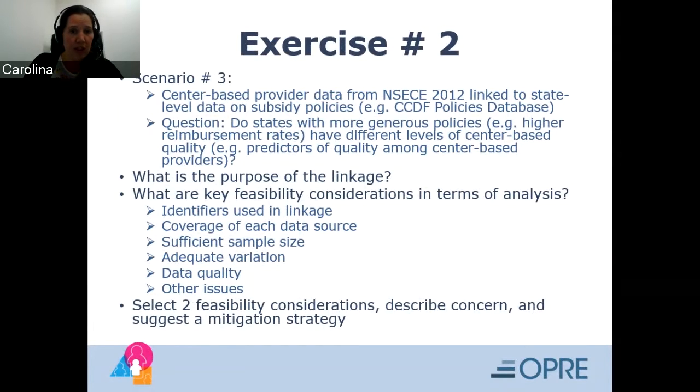The research question is whether states that have more generous policies, such as a higher reimbursement rate, have different levels of quality. And in the NSCCE, quality wasn't observed. It was reported by the providers. So we usually refer to it as predictors of quality. So the question again is whether the states with more generous policies have different levels of predictors of quality among their center-based providers.